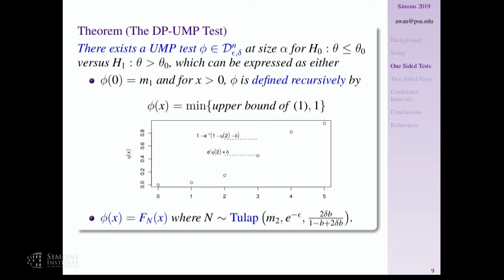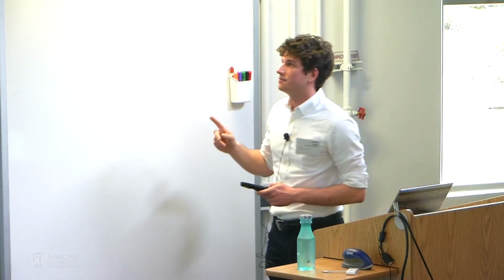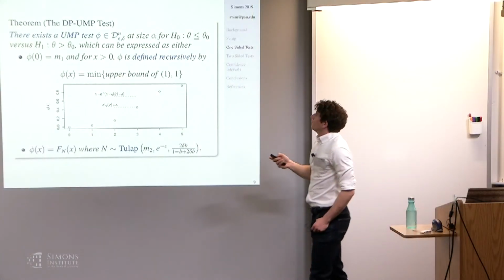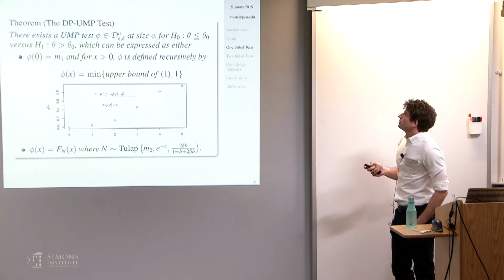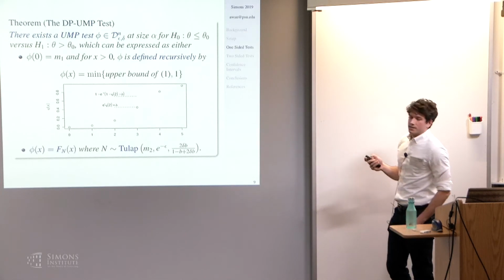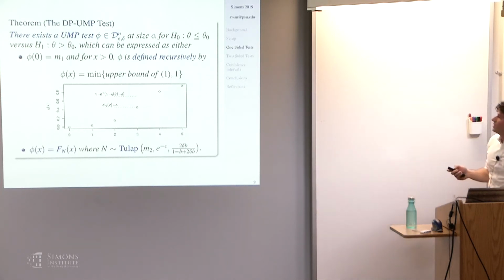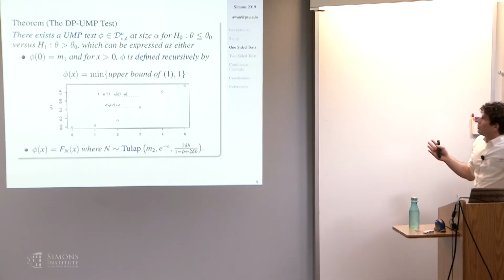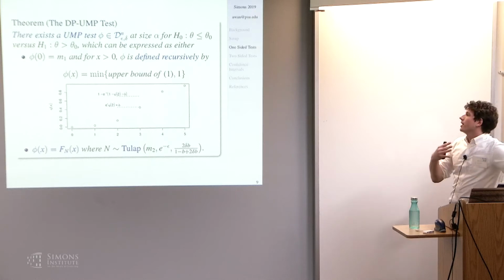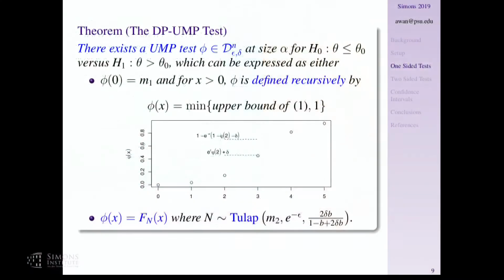Our initial goal here is to determine the most powerful test among these differentially private tests phi. So we're looking over the set of things that satisfy those inequalities. We're fixing the size alpha, so the type 1 error. And the hypothesis that we're going to test for the moment is that the null is that theta is less than some value, and the alternative is that it's actually larger than the value.